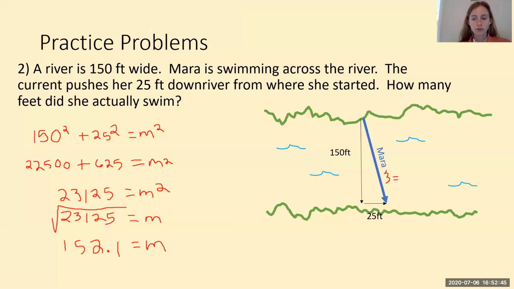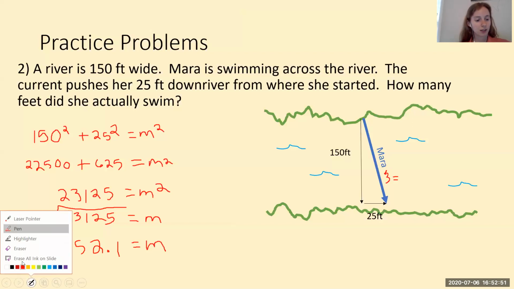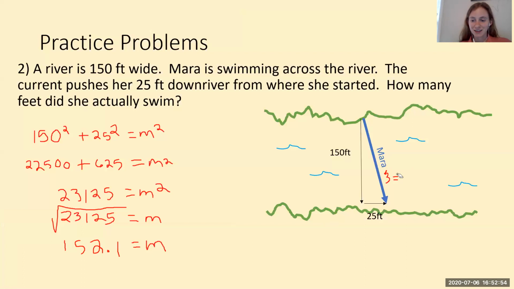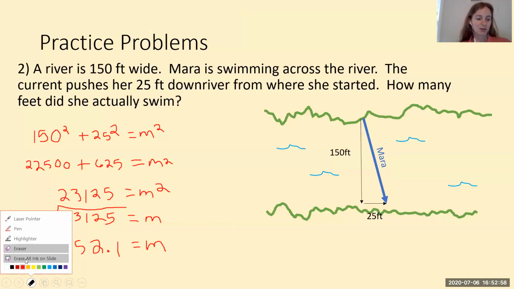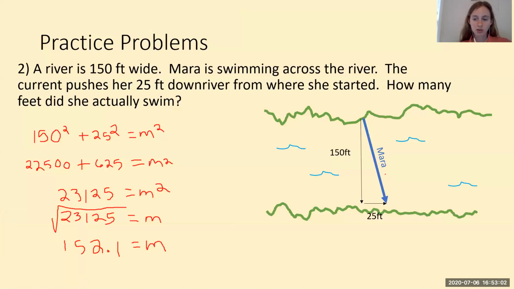So if she was trying to swim across the river, right, she was really trying to swim 150 feet, but she just got pushed. She got pushed just a little bit downriver, and so she ended up swimming just a little bit longer than she originally set out to swim.